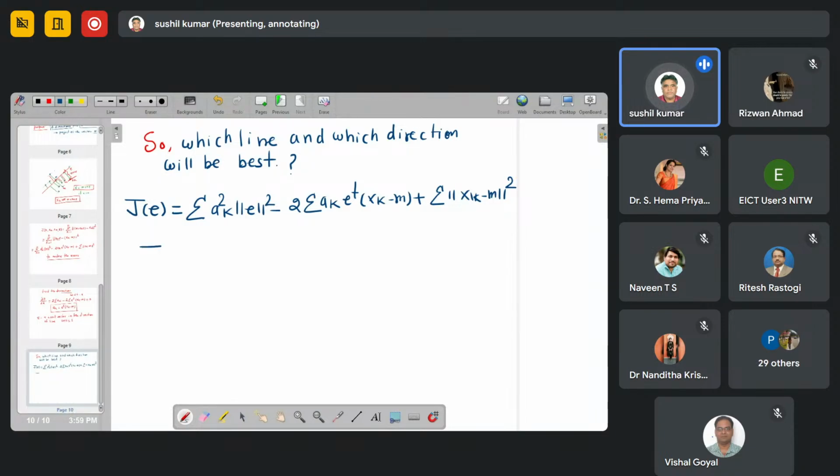So here J(e) is nothing but the error, and e is the unit vector in the direction of the line.